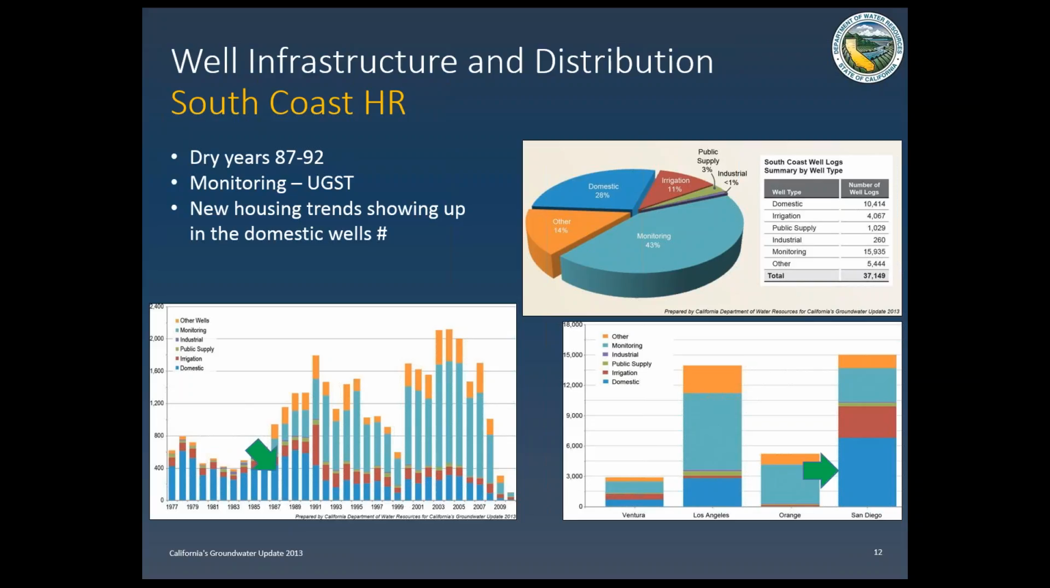Now, we do see a little bit more housing trends showing up in the domestic wells in that time period of the late 80s and slightly in the 2000s, but not nearly as much. Most of the domestic wells are occurring in San Diego County. Another thing you might notice here is the number of monitoring wells has decreased. It is not the 66% that we saw in San Francisco. It's now down to 43, but domestic is now making up a larger percentage.